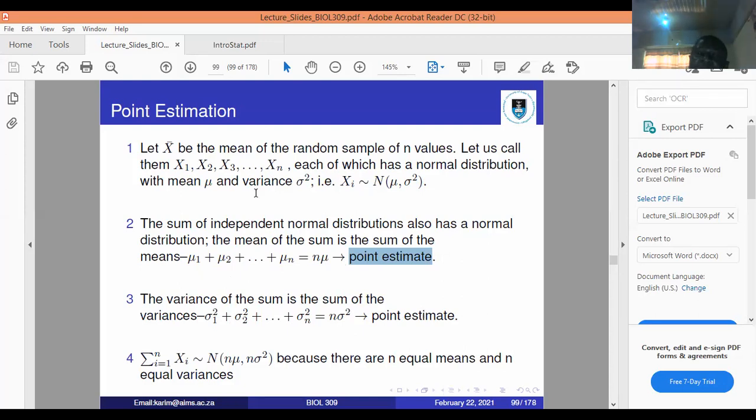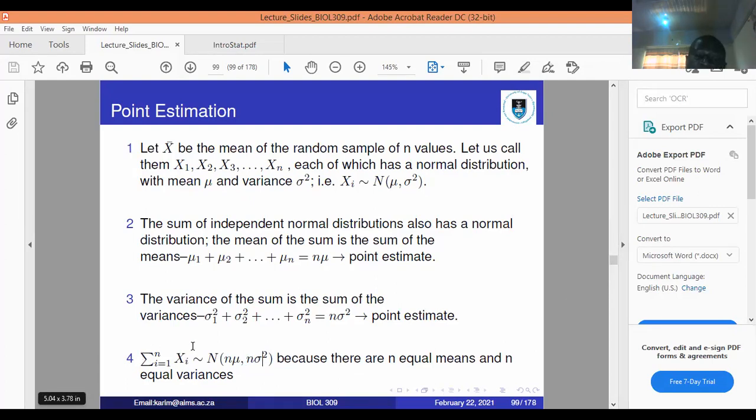So if we want to sum all the x's, we just have the summation of the x's, just like we've seen under descriptive statistics when we are computing the mean. If we sum all the x's, x1 up to xn, then that is going to be distributed with the mean that we have here, which is n mu, and the variance to be n sigma squared, which we have here. We're assuming that the variances and the means are equal. So this is how it will look.